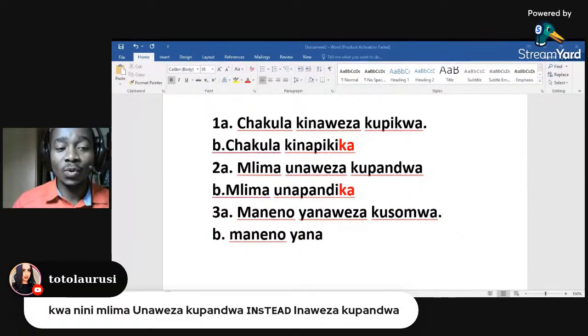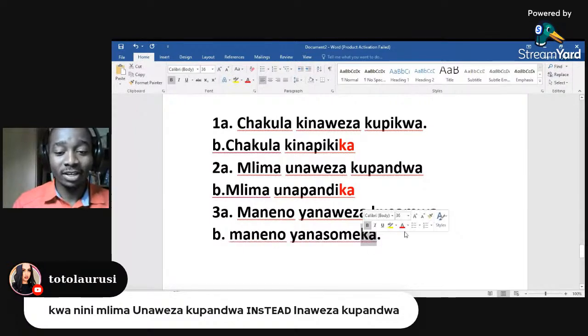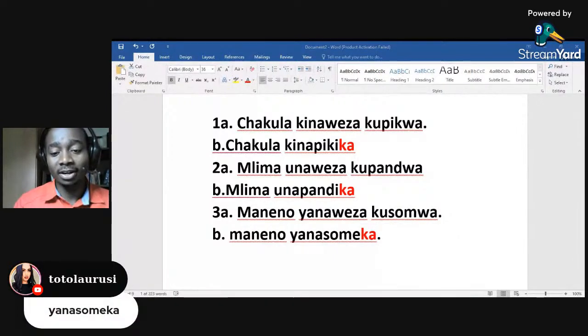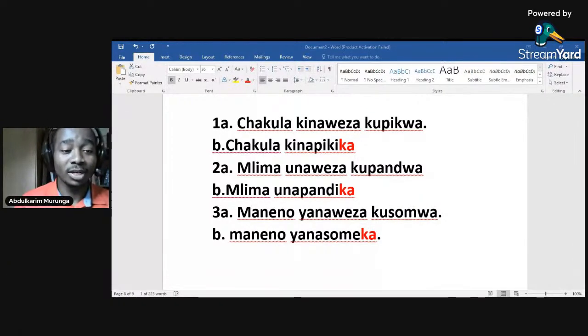Sawa, here maneno yanaweza kusomeka. Not kusomeka, yanasomeka. So I'm just saying it's just a hint for the lesson. This requires an entire lesson, because the others we say ika, ika, ika, but this one eka. How? Why do we say this? We learn in a future lesson. So another thing that you need to understand about this is yanasomeka vizuri sana.